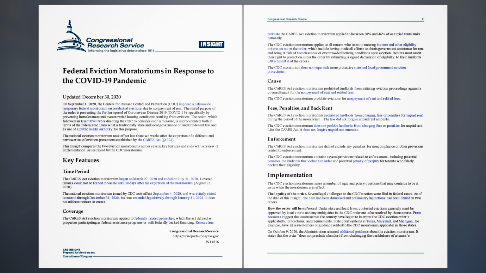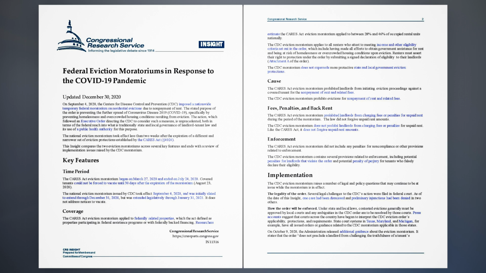Fees, penalties, and back rent. The CARES Act eviction moratorium prohibited landlords from charging fees or penalties for unpaid rent during the period of the moratorium. The law did not forgive unpaid rent amounts. The CDC eviction moratorium does not prohibit landlords from charging fees or penalties for unpaid rent. Like the CARES Act, it does not forgive unpaid rent amounts. Enforcement. The CARES Act eviction moratorium did not include any penalties for noncompliance or other provisions related to enforcement. The CDC eviction moratorium contains several provisions related to enforcement, including potential penalties for landlords that violate the order and potential penalty of perjury for tenants who falsely declare their eligibility.